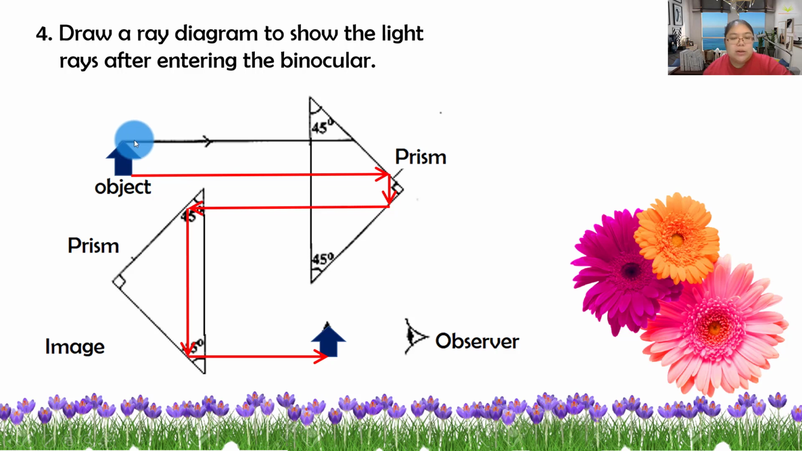Okay, now we continue at the top. The top light, first time and second time, then go to the second prism. First time again, second time, then go to the last, and come up. The observer can see the image. So the image is exactly upright. The object is upright, the image is also upright.